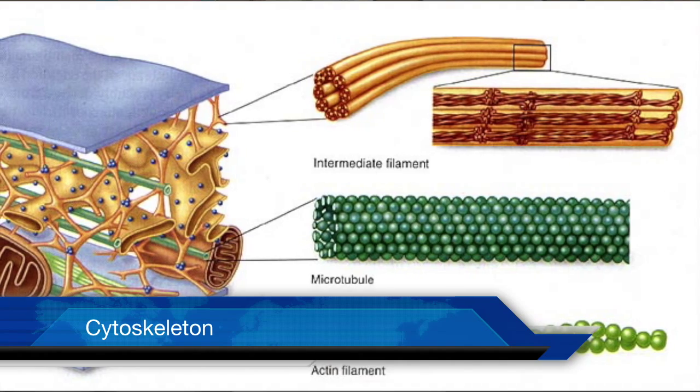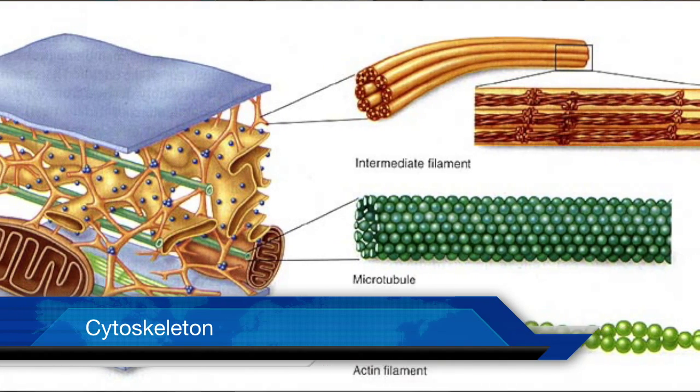The cytoskeleton is responsible for cell shape, motility, which is movement, of the cell as a whole, and motility of organelles within the cell. There are 3 types of filaments in the cytoplasm of most vertebrate cells: microfilaments, microtubules, and intermediate filaments.